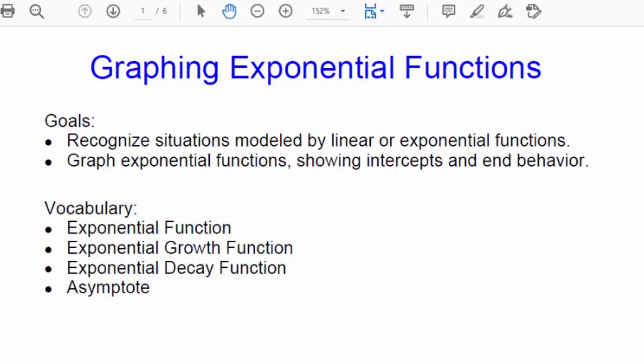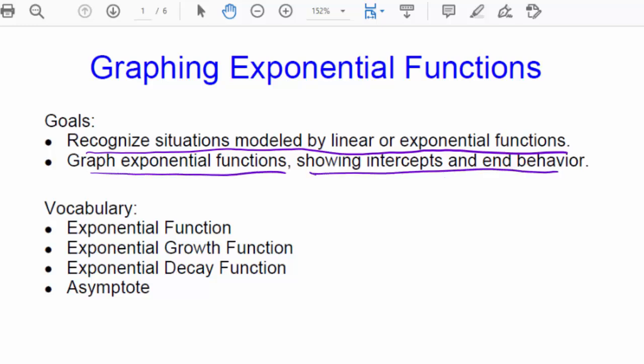Hello and welcome back. For this video, we're going to talk about graphing exponential functions. You can see our goals are recognizing situations modeled by linear or exponential functions, and graphing exponential functions showing intercepts and end behavior. We have a few vocabulary words here: exponential function, exponential growth function, decay function, and an asymptote.